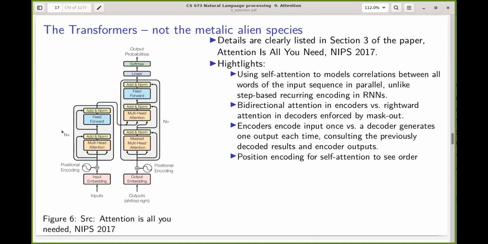And here you probably see this notation NX. This NX means that they will repeat this unit for several times, okay? So basically they have this unit, they will stack up for several times. So I think in the experiment, for example, this N could be 12 times, okay?